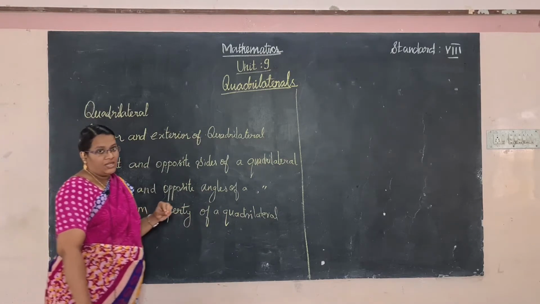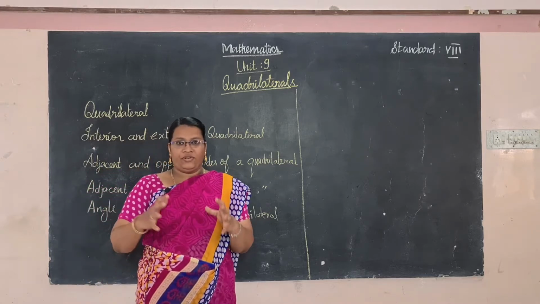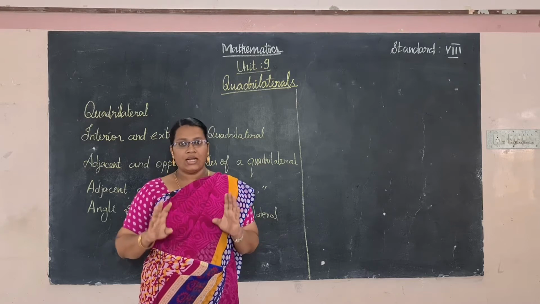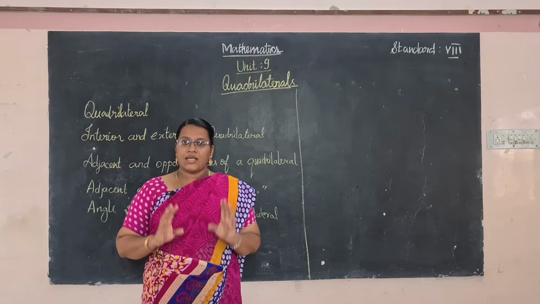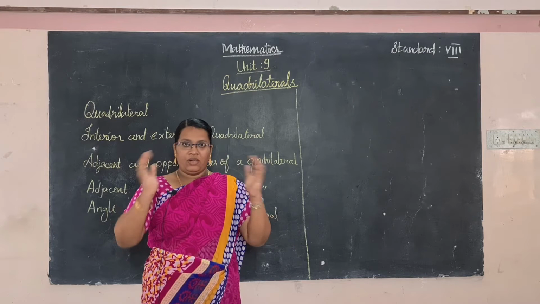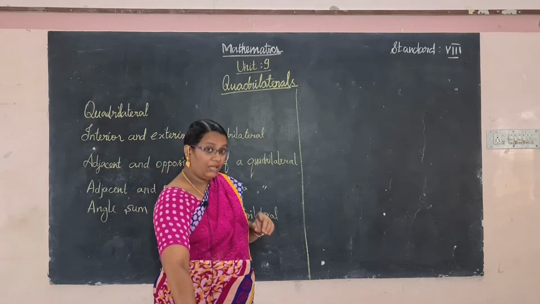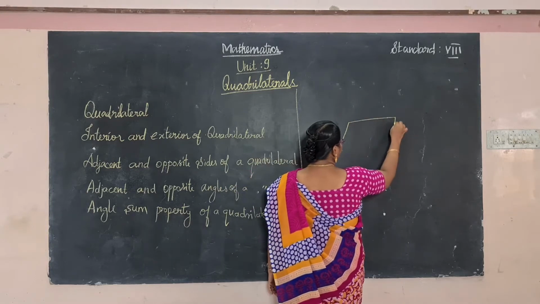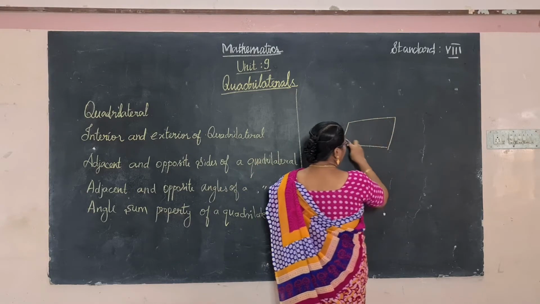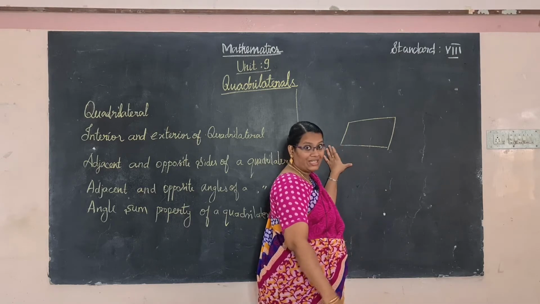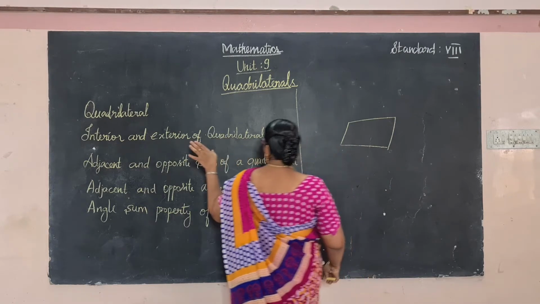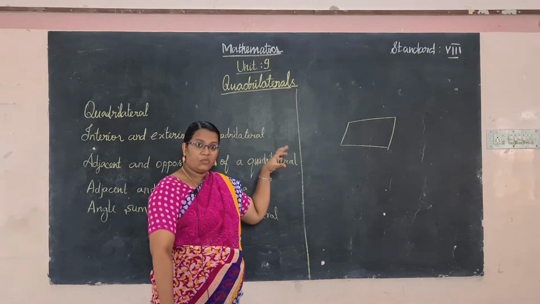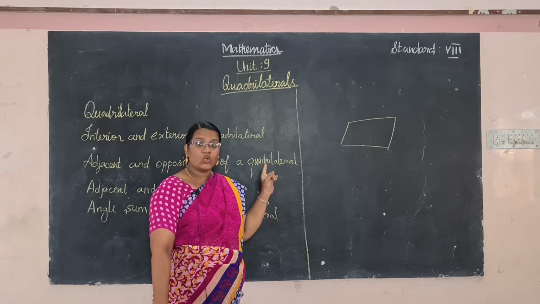Quadrilateral means a closed figure. Is it? A closed figure bounded by the four line segments. Bounded means fully covered. Okay? Bounded by the four line segments. For example, okay, this is one of the quadrilaterals. So what is the definition of quadrilateral? A quadrilateral is a closed figure bounded by four line segments.